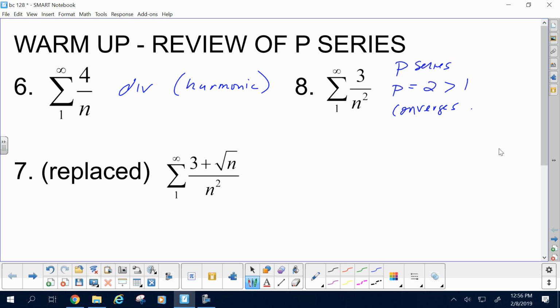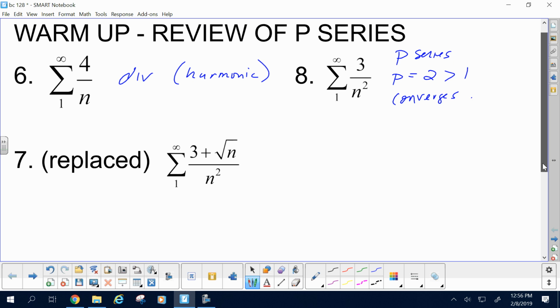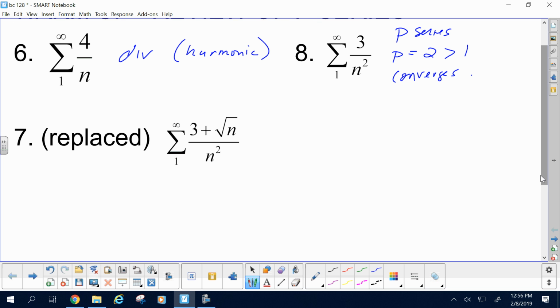All right, what about this? Is that a P series? Maybe. It could be a P series with a little work. It is not a P series in its current form, but is this the sum of 2 P series? Yes. Okay, so that's the strategy there. You do nothing the way it is. You rewrite it as a sum of 2 P series. Then you work each one.